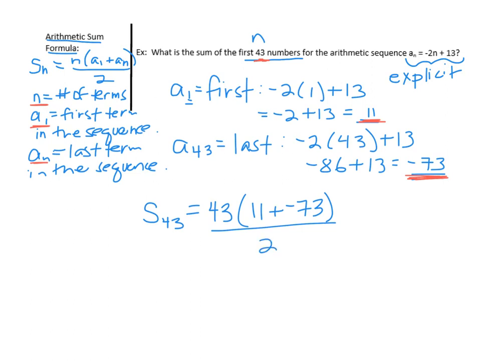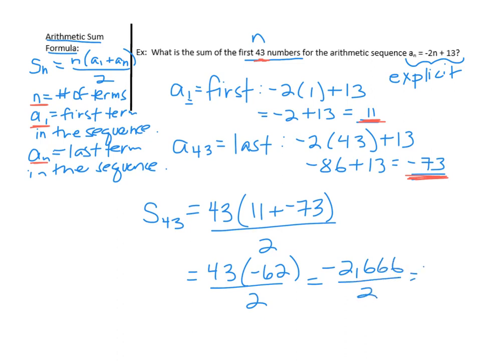And then divided by 2. Notice there are no variables on the right-hand side. We can simplify this by combining like parts. Order of operations would indicate we would simplify the parentheses first. 11 minus 73 is negative 62. Divided by 2, if I plug this in, 43 times negative 62 is negative 2,666, but if we cut that in half, we get negative 1,333. Now that formula, when you practice it, will be much more efficient than listing the numbers all out.